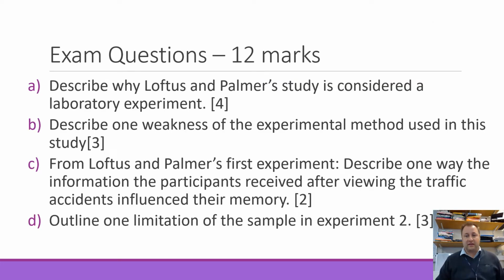So next, and the main part of the lesson, is these exam questions, which we're pretty used to doing now. First one, describe ways in which the Loftus and Palmer study is considered a lab experiment. Remember, there's two parts to this. You've got to tell me why it's a lab and why it's an experiment. Obviously, add your context.